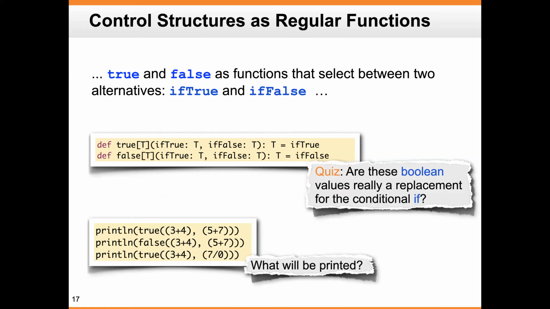Now, given this definition of true or false, do you think that these functions are really a replacement for the conditional if? And to make the question more specific, if you look at the examples in the bottom left corner, the print line with the application of true to the expression 3 + 4 and 7 divided by 0, what do you think will be printed?